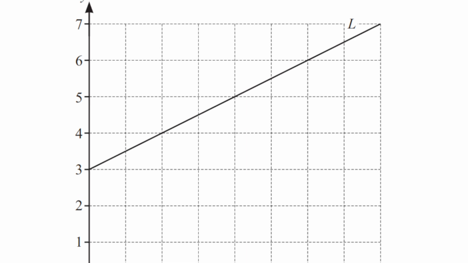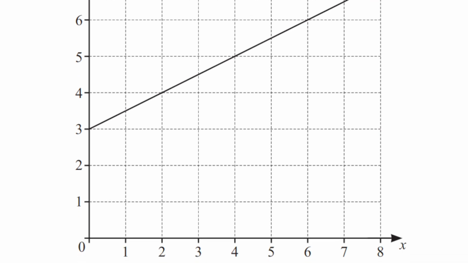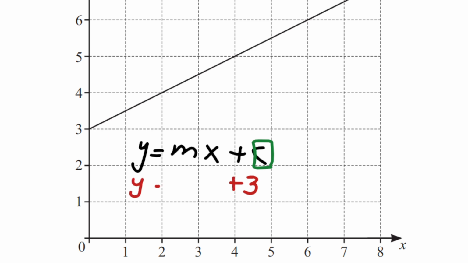The equation should be in the form y equals mx plus c. What's c? C is the y-intercept, where the line crosses the y. Where does this line cross y? The line crosses y at 3, so it's going to be 3 here. y equals something x plus 3.